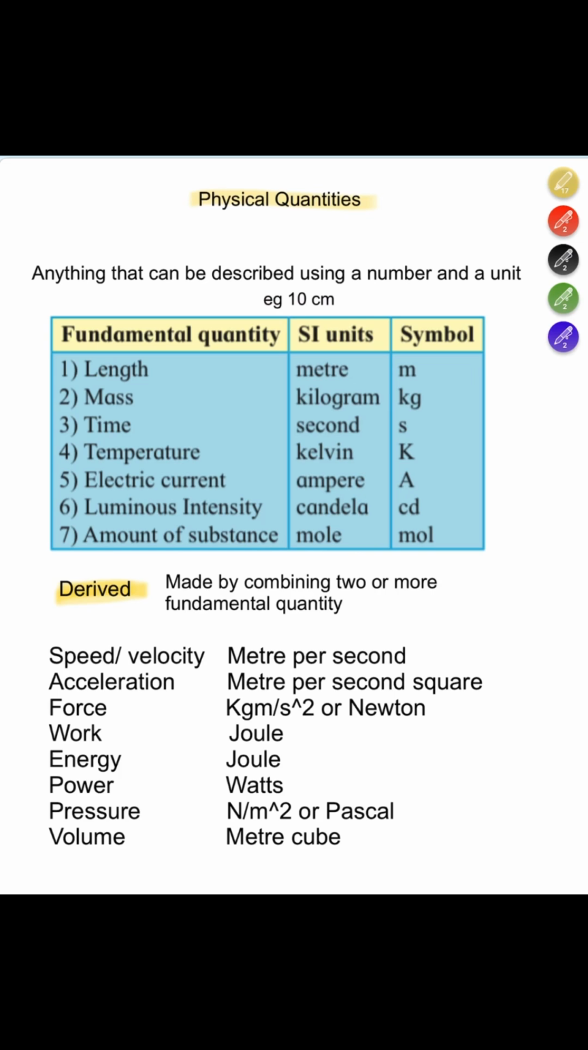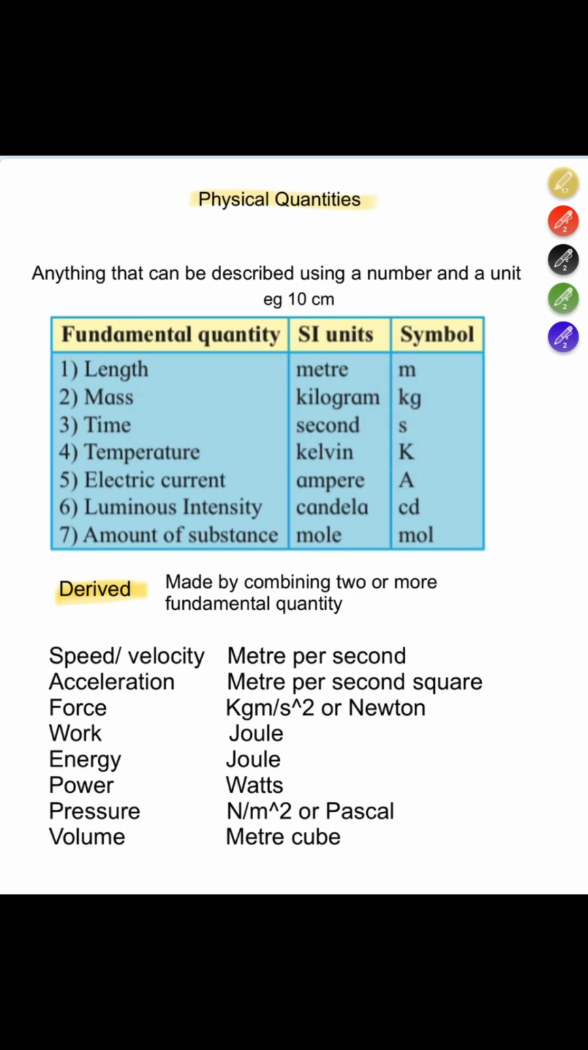Now let us look at the fundamental quantities. So length is measured in meters. It can be described by a single letter m. So this will be the symbol. Mass is in kilograms, kg. Time is measured in seconds, represented by the symbol s. Temperature is measured in Kelvin and represented by K.